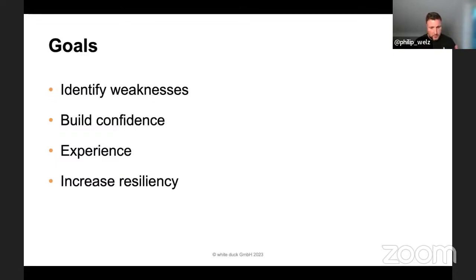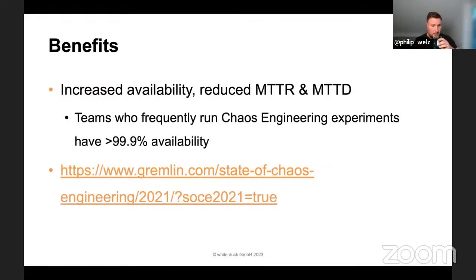And as the last goal, we will increase the resiliency of our application, service, system, whatever you call it. We will install guardrails and have graceful mitigation. And that's why, with all these levels before, experience, confidence, and identifying weaknesses, we will minimize the blast radius of outages. And we will build immunity. Next slide. And what are the benefits of chaos engineering?